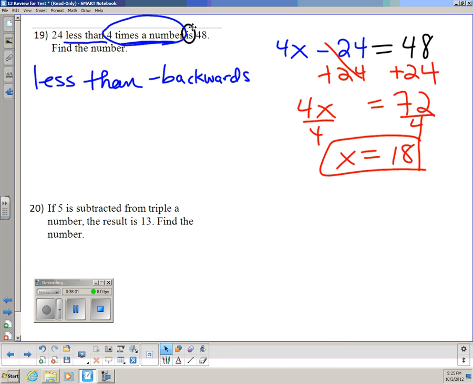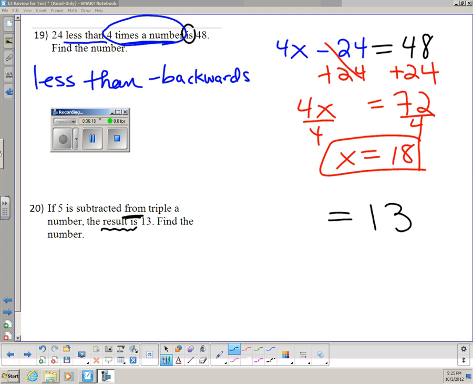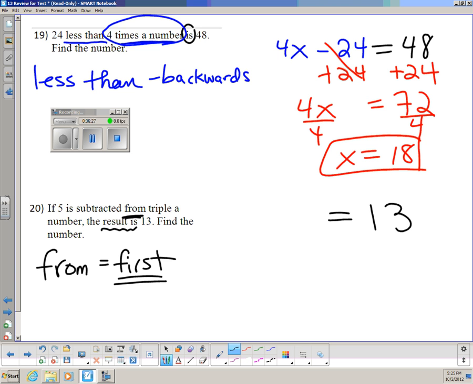Number 20 says, if 5 is subtracted from triple a number, the result is 13. The result is your equal sign. So there's my equal sign. I'm equaling 13. If 5 is subtracted from triple a number, we said when we translate the word from, the from must go first. So I take 5 subtracted from triple a number. So what comes after the from goes first. So triple the number goes first. Think of from begins with an F. First begins with an F.